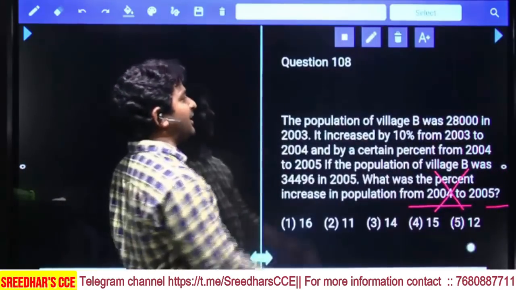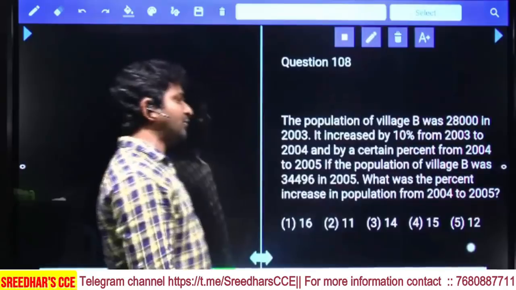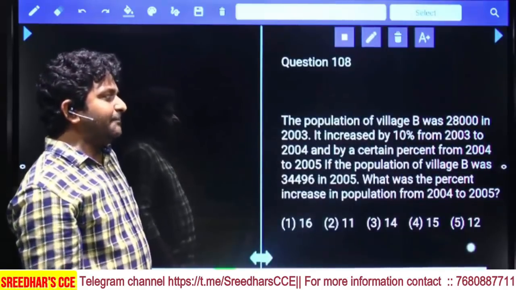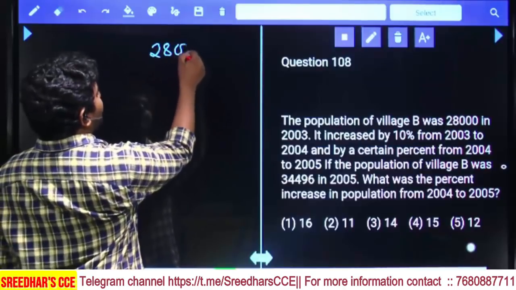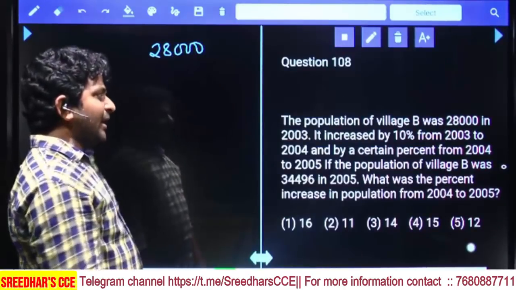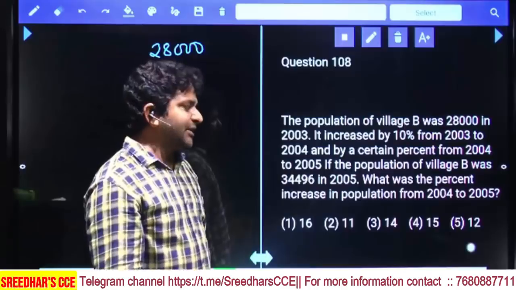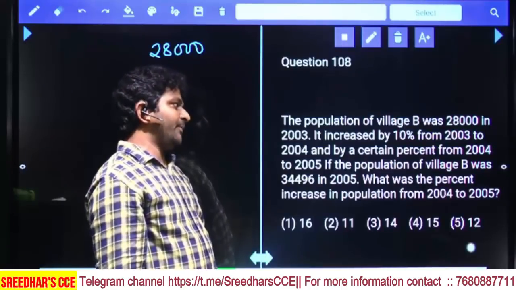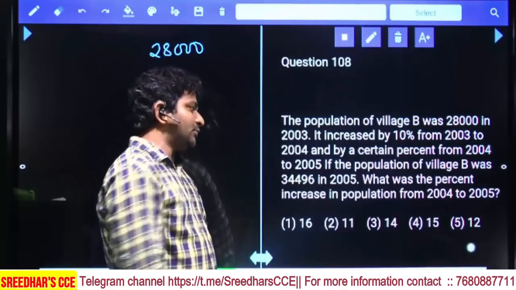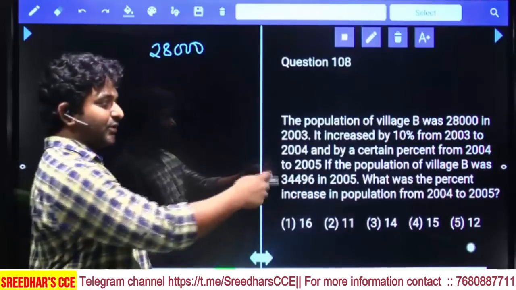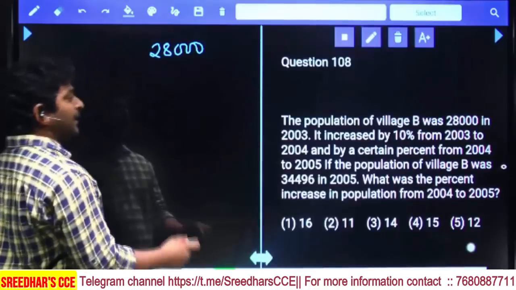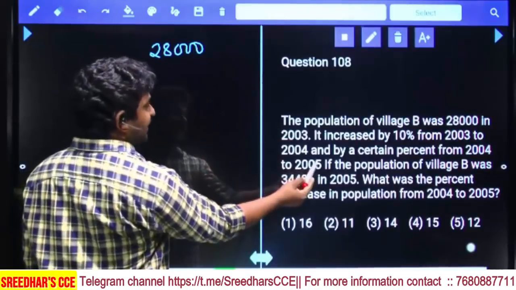The population of village B was 28,000 in 2003. It increased by 10% from 2003 to 2004. 28,000 we have increased by 10% and by a certain percentage from 2004 to 2005. And B's population in 2005 was 34,496. What is the percentage increase from 2004 to 2005? That's what your question is. Now from 2003 to 2004 it increased by 10%.